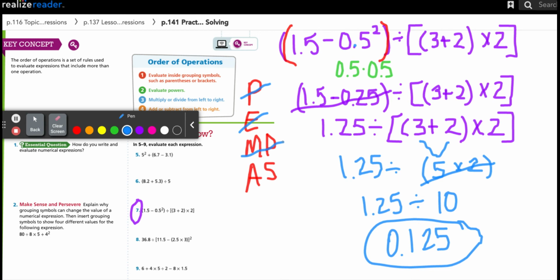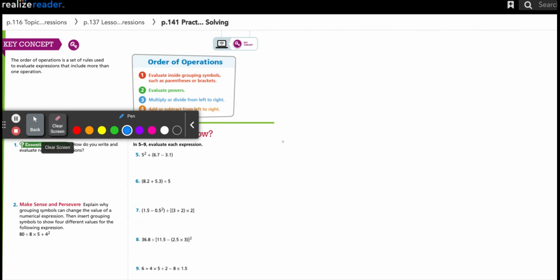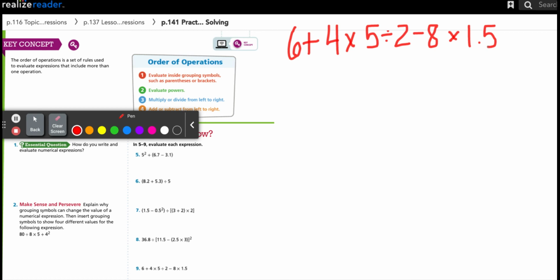I want us to try one last question so we can really look at why I keep saying multiplication or division from left to right. So let's look at number 9. Write number 9 in your notebook. So I have 6 plus 4 times 5 divided by 2 minus 8 times 1 and 5 tenths. So I'm also going to rewrite my PEMDAS.